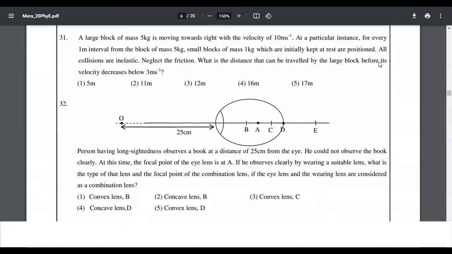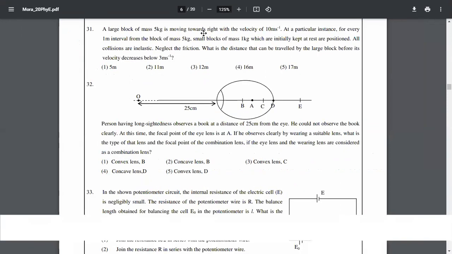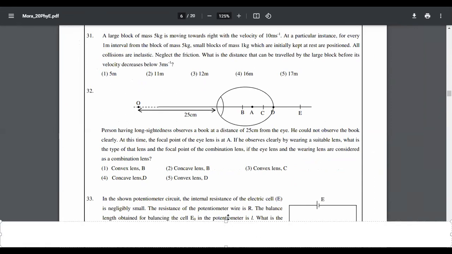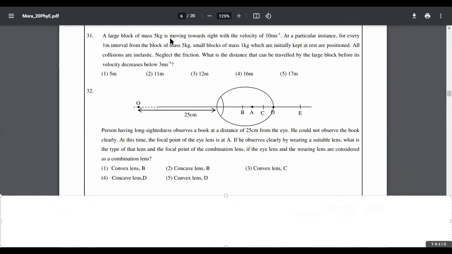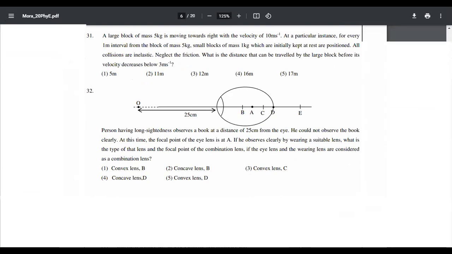Next question. A large block of mass 5 kg is moving towards the right with a velocity of 10 meters per second at a particular instant. For every 1 meter interval, from the block of mass 5 kg, small blocks of mass 1 kg, which are initially kept at rest, are positioned.